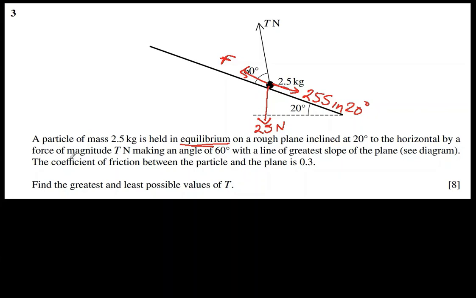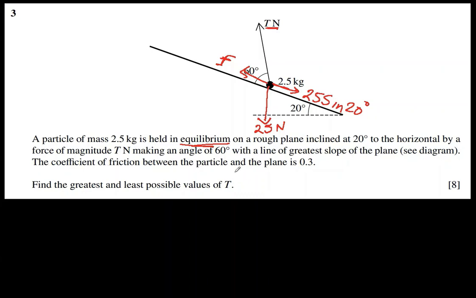Okay. Force of magnitude T newtons, making an angle of 60 degrees with the line of greatest slope of the plane. Now this is an external force which is trying to stop it along with the friction. Not only the friction, this force is also trying to stop it. All right.